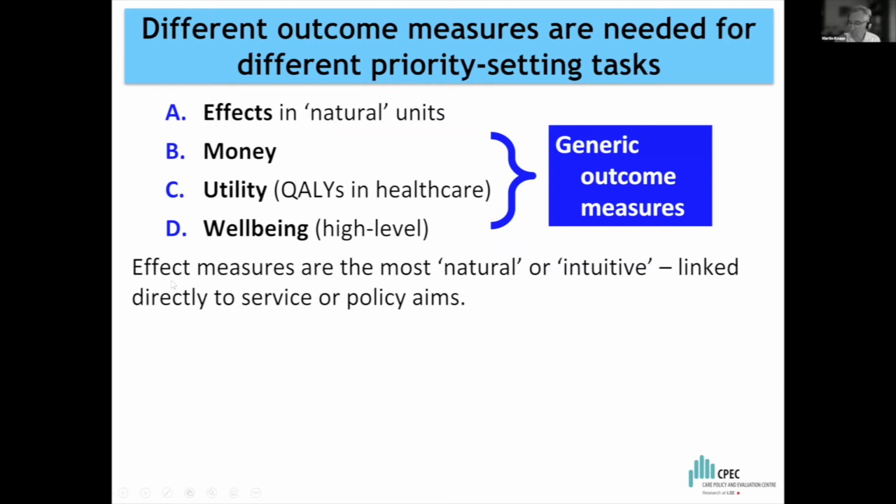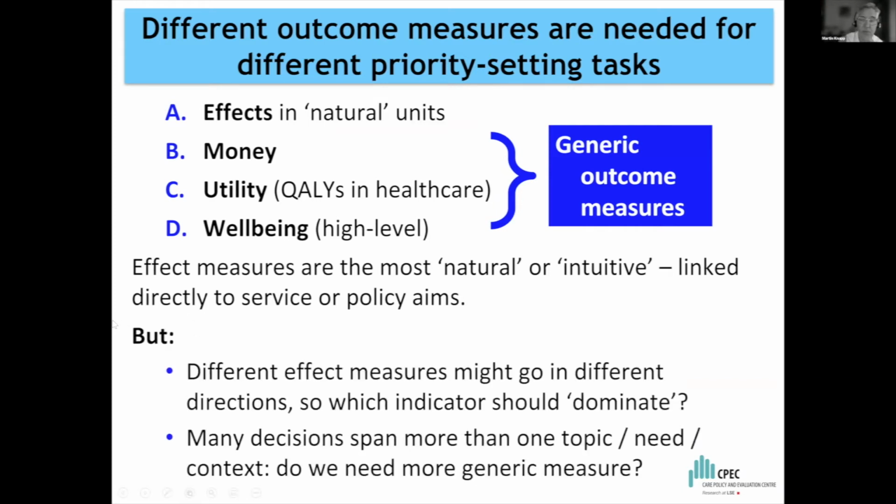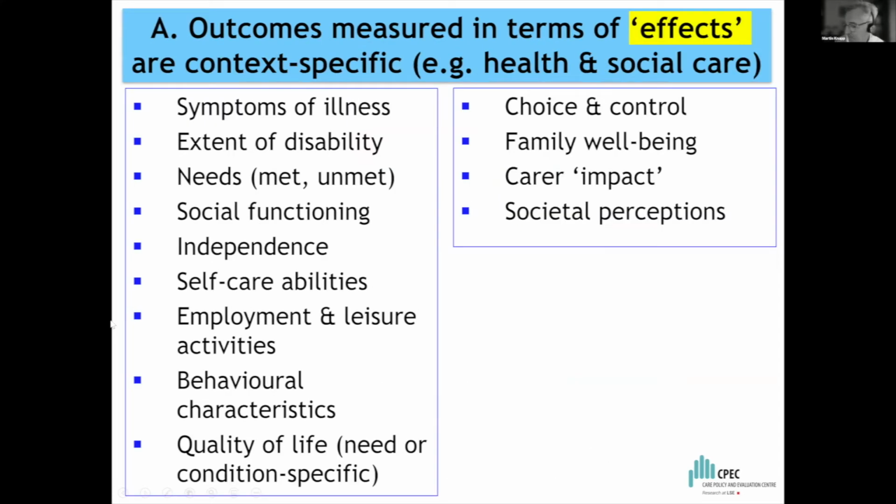So then what are we trying to measure? And there are four approaches, as I've mentioned earlier. We can measure in terms of what often gets called natural units. We can measure in terms of money, in terms of utility, which I'll explain, and then in well-being. So in terms of natural measures, these are the sorts of things you would be familiar with if you've never done economic evaluation but you've worked in the social care field. These are the sorts of things you would expect to see in measuring the effectiveness of an intervention.